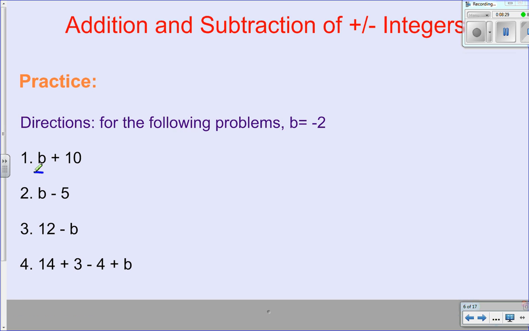So b equals negative 2 plus 10. B equals negative 2 right there, if you read the directions. Negative 2 plus 10, my answer is 8. Please pause your recording now, complete 2 through 4, and resume when you are done.